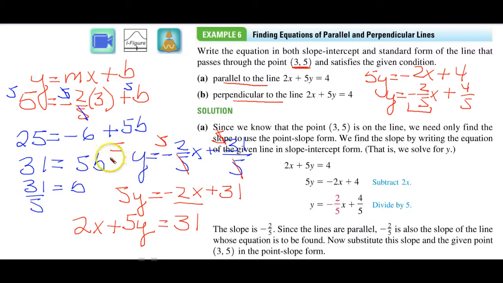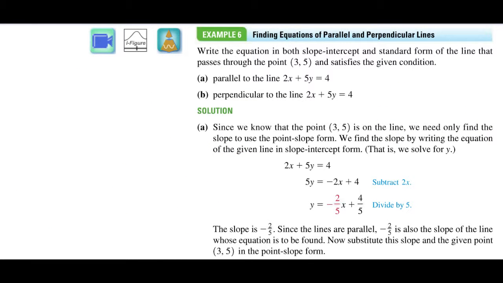So we have it in slope-intercept form, and we have it in standard form. Now, this would be a line that is parallel to this one. Notice the only difference is the new value over here for the 4 is a 31. So we realize those lines are parallel. But how about if they're going to be perpendicular?